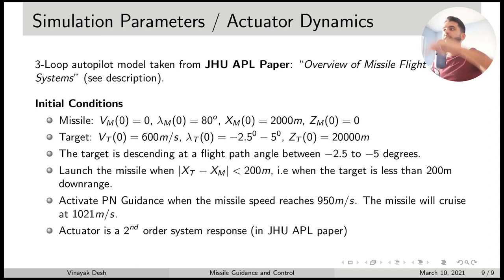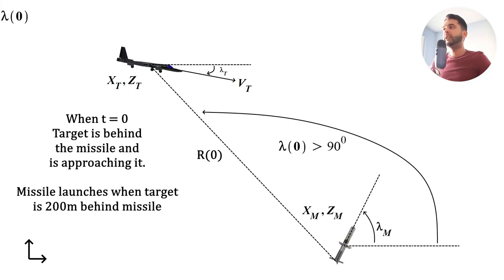So the target is descending a bit. We will launch the missile when the delta X position is less than 200 meters. You will also activate the guidance command when the speed reaches 950 meters per second. It'll cruise at a constant speed of 1021 meters per second. Lastly, the actuator is a second order system taken from the paper itself. So let's begin.